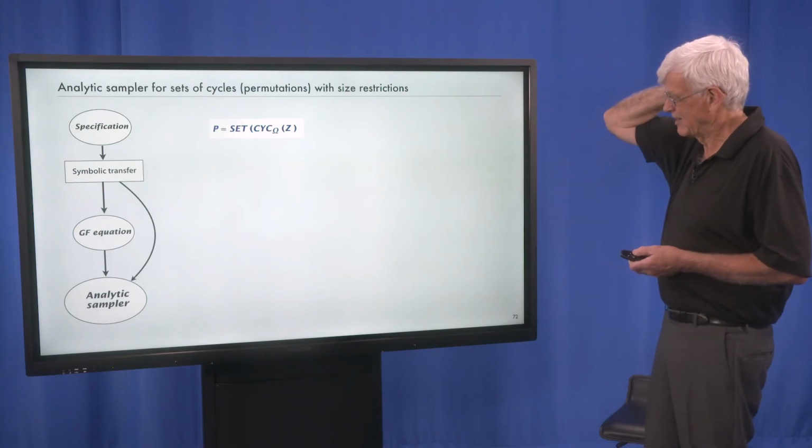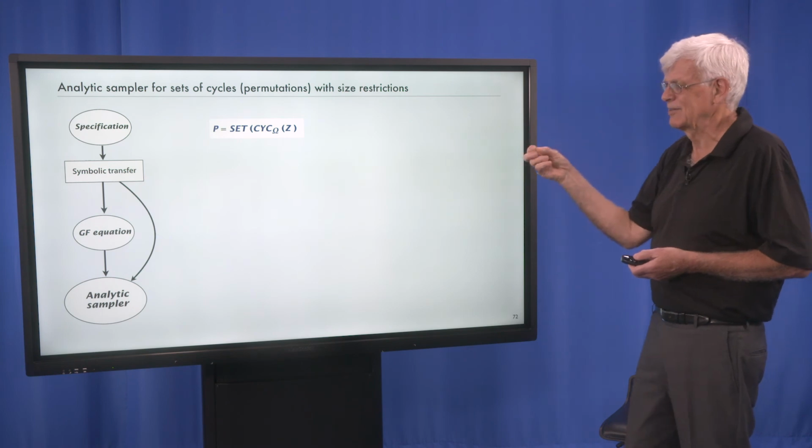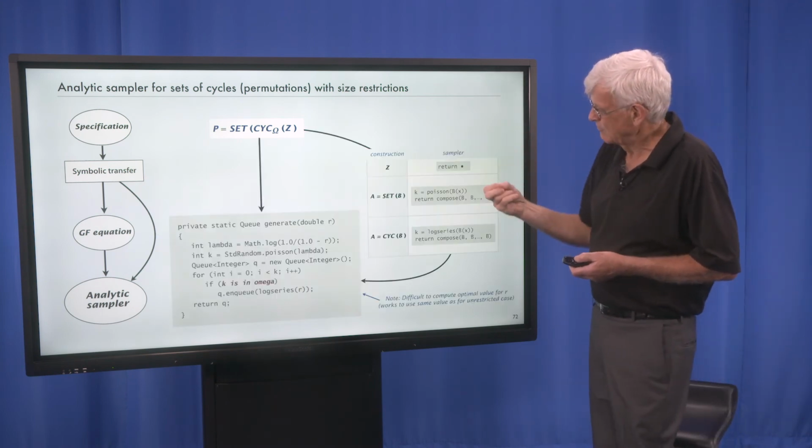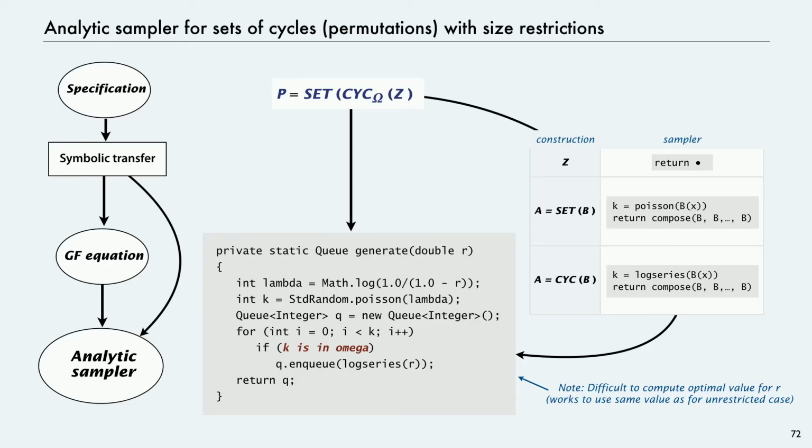Like if we want a set of cycles where the cycle lengths are taken from a particular set omega, like if we want involutions, it'd be size 1 and 2 and so forth. Just take that same code and before you put a new cycle in the set, you test if the size is in omega or not.